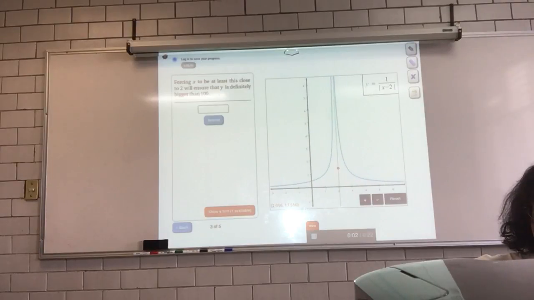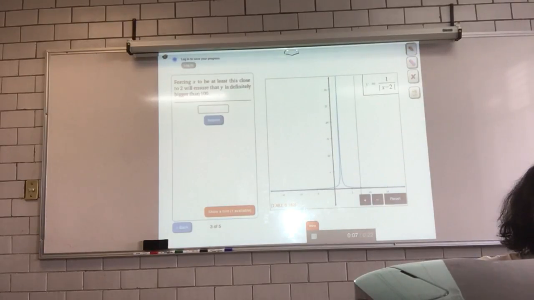Okay, great. Now let's zoom out as much as we can on this graph. How close does x need to be to 2 to guarantee that the output, which just keeps going up here, doesn't stop, it just goes up and up and up? How close does x need to be to 2 in order to guarantee that the output will be greater than 100?